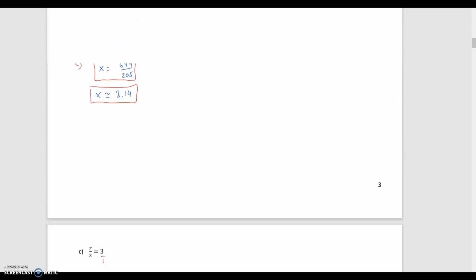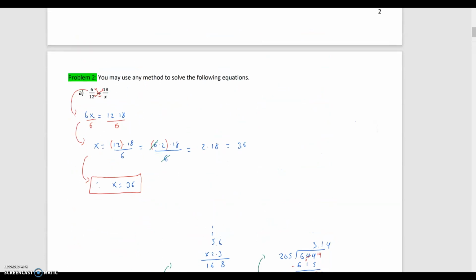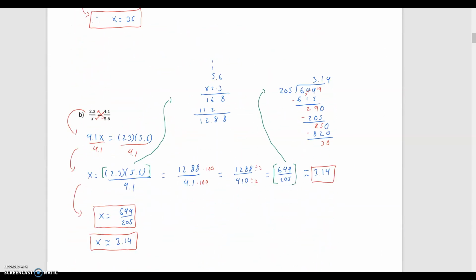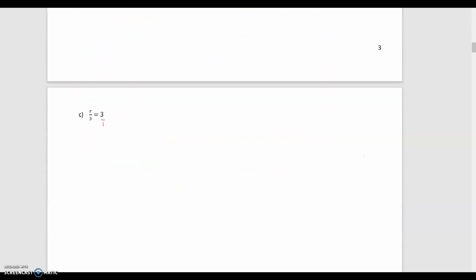Okay, problem C is not going to be that long. And what I'm going to do here, since the instructions say to use any method, it does say use any method. We're not going to do the cross multiplication. We're just going to multiply times the values of 3, and that will finish the problem.